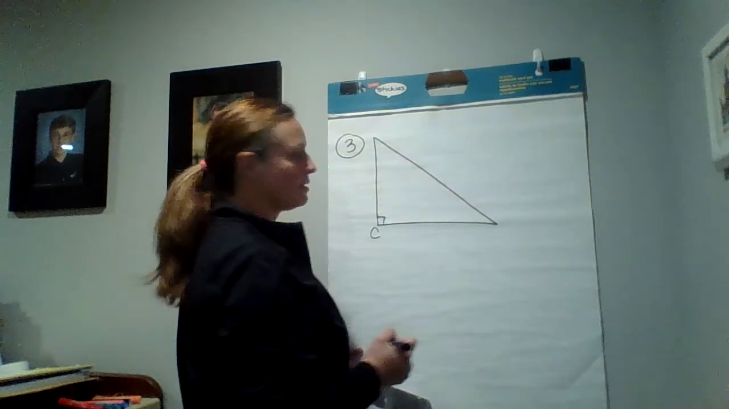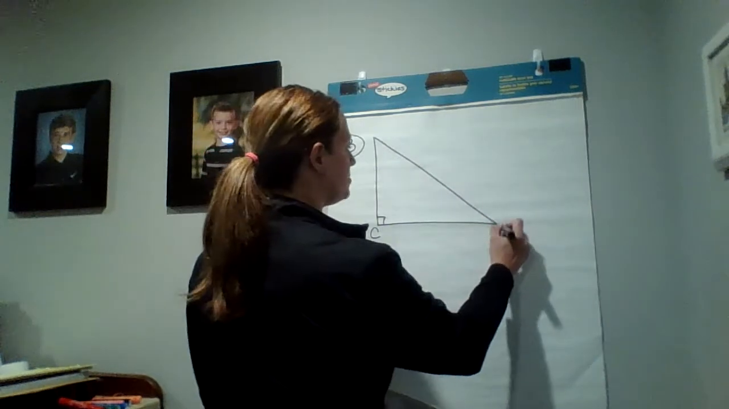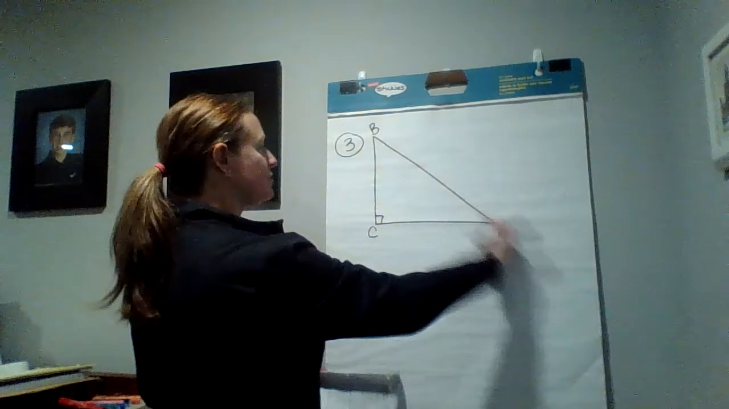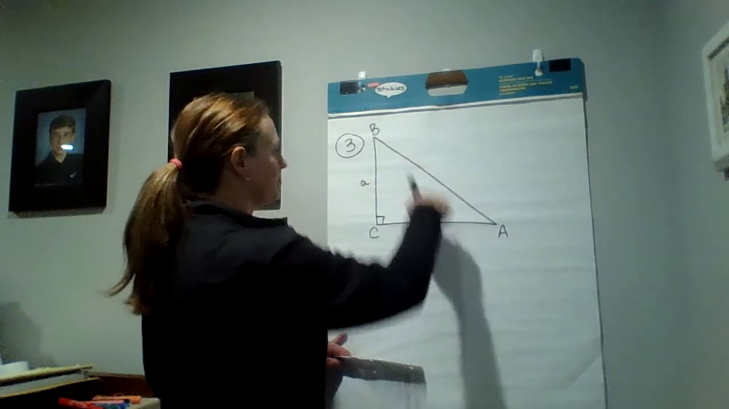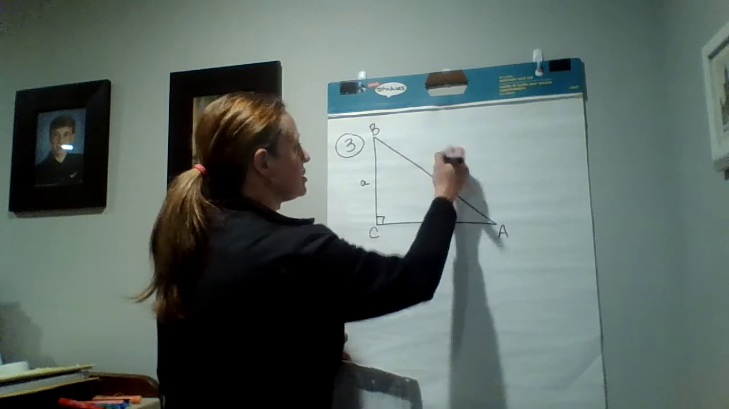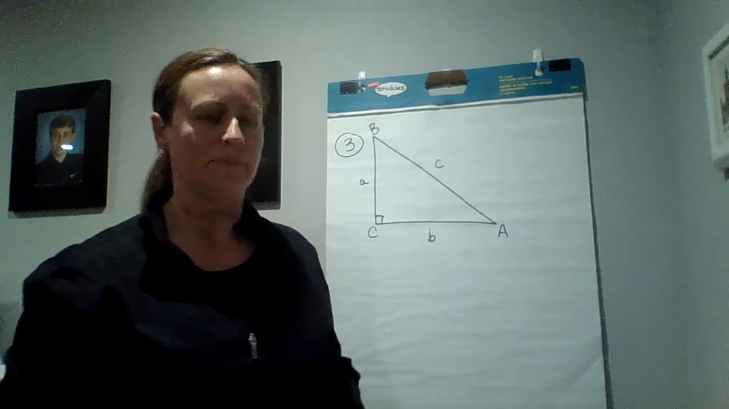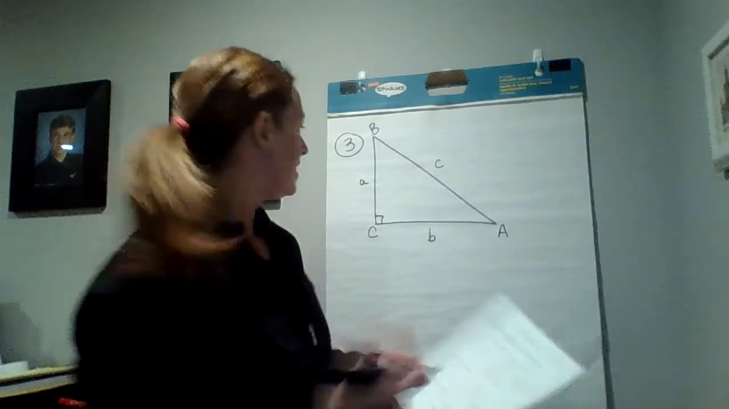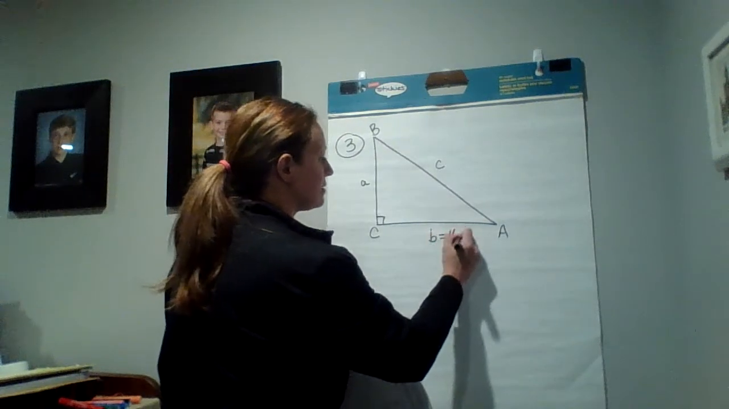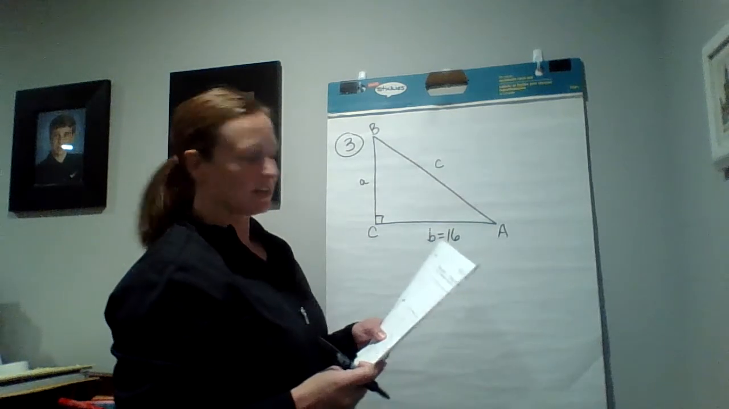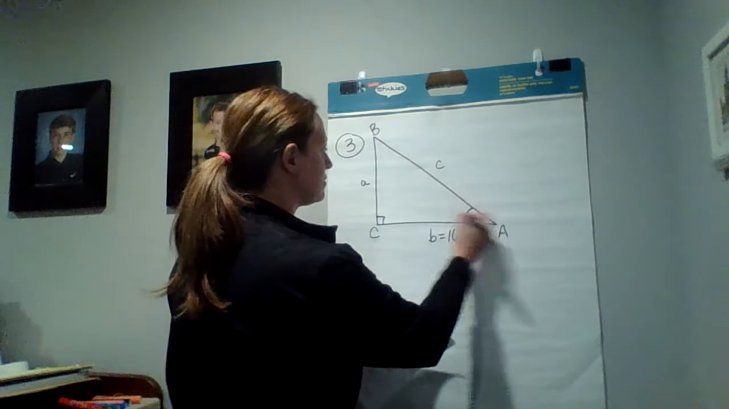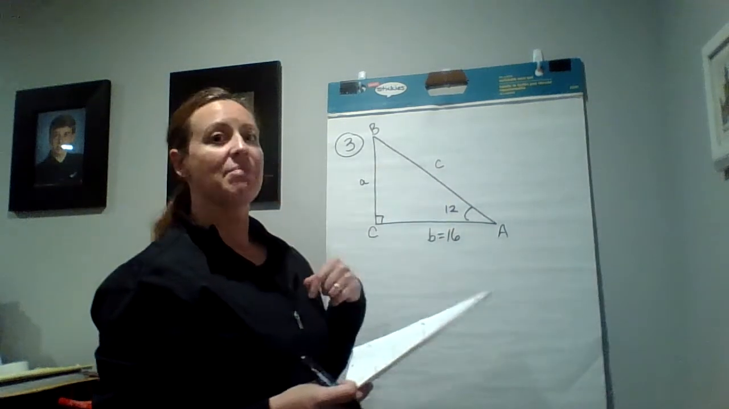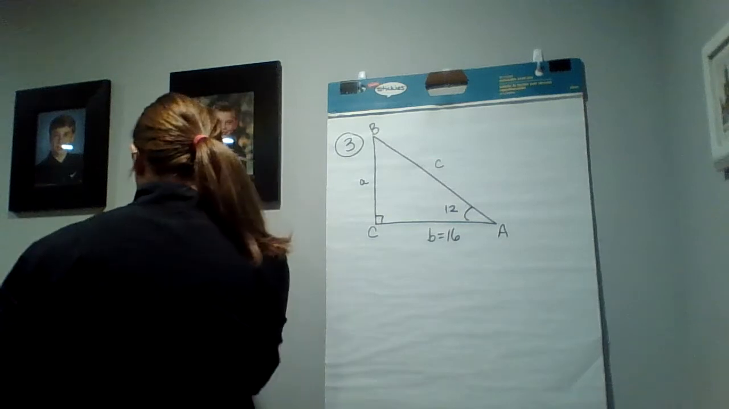We're going to stick with C being the right angle. And the other 2 angles, A and B, it's arbitrary which way you put them. But across from A would be lowercase a, across from B would be lowercase b, and across from capital C would be lowercase c. Now, in question 3, we are given b equals 16 and the measure of angle A is 12. Find c, the hypotenuse.